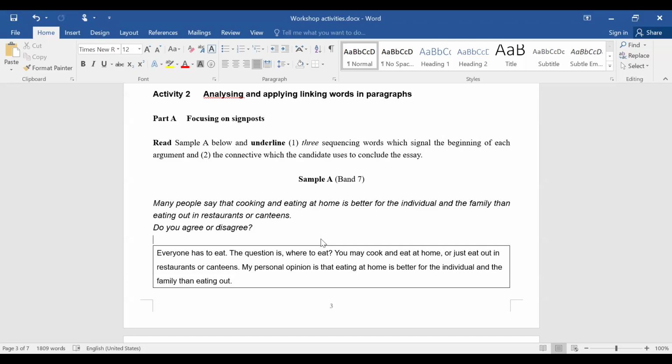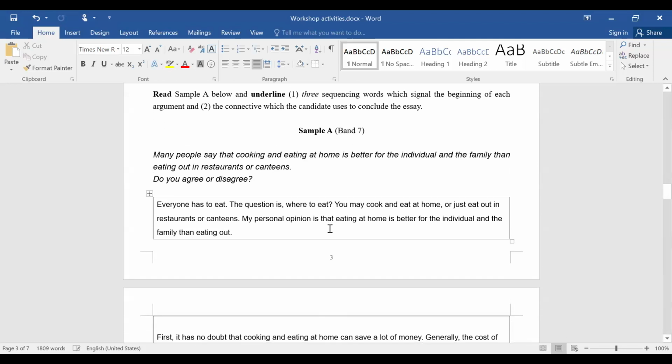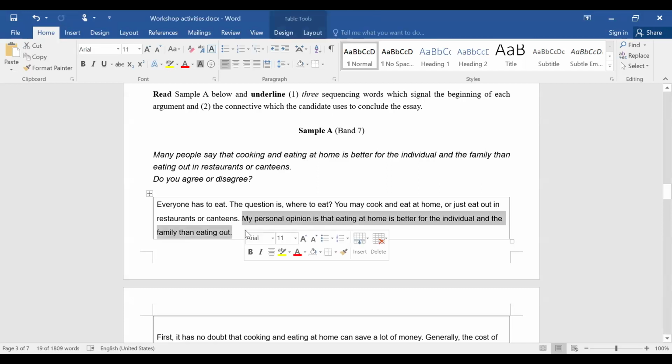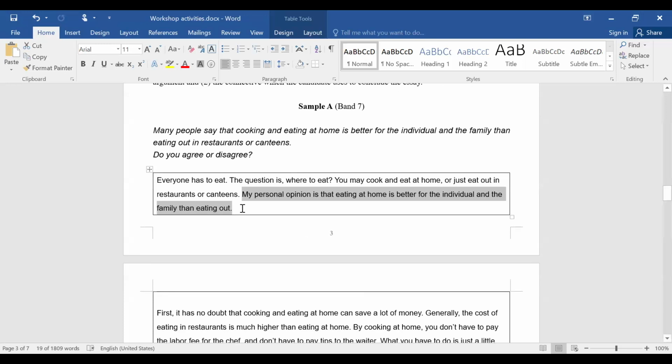It's actually an example of a one-sided argumentative writing, right? Asking you to say whether you agree or disagree with something, and you give your arguments. So the candidate does that. The candidate first expresses whether he or she agrees or disagrees with the statement, and states the opinion very clearly: my personal opinion is that eating at home is better for the individual and the family than eating out. This is the stance of the candidate.